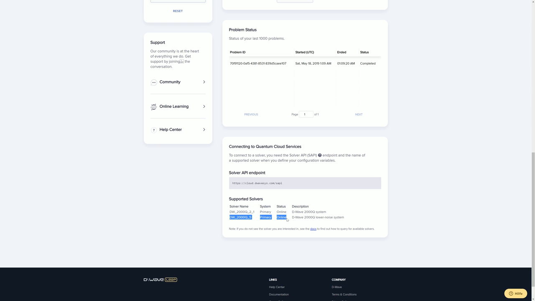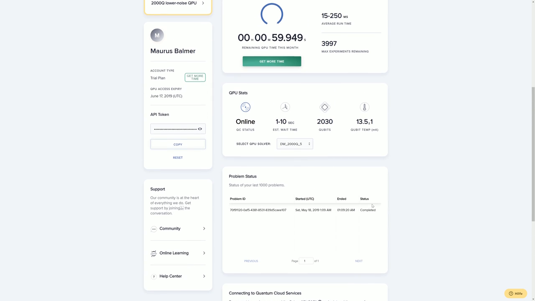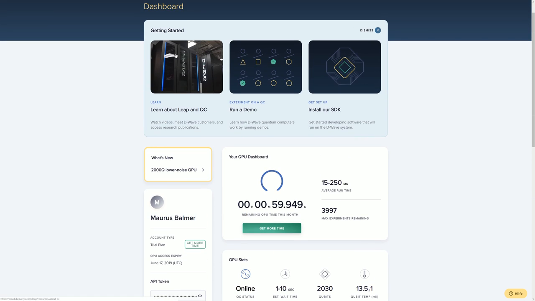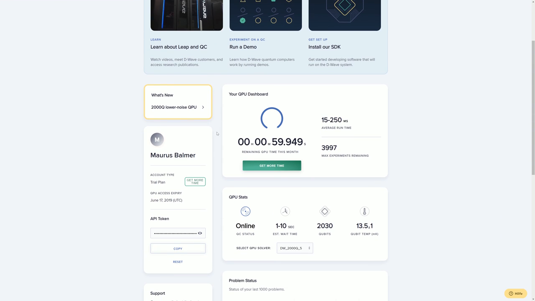primary system online D-Wave 2000Q lower noise system, the lower noise system, so we need that one, so I switched to that. Probably that is the one which he showed, and it was upgraded. But maybe they have more of them. I believe they have more of them. But yeah, awesome. This is really awesome.